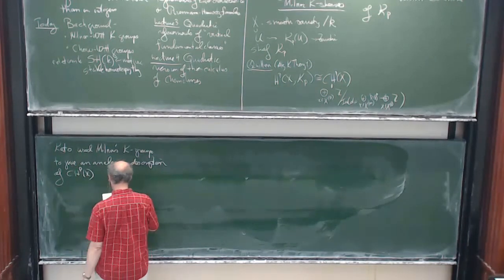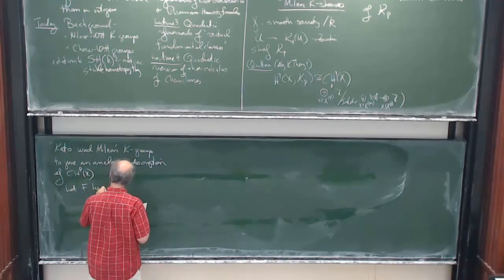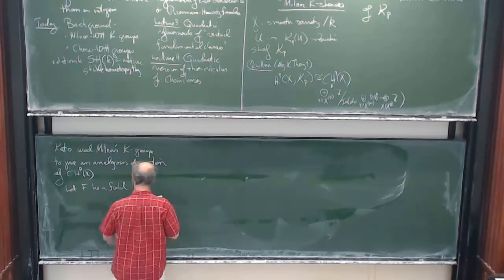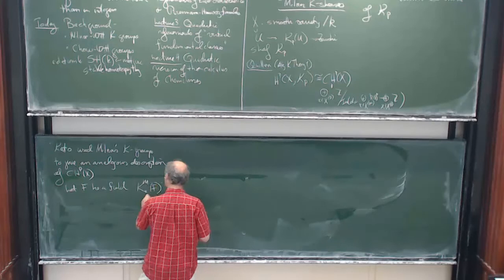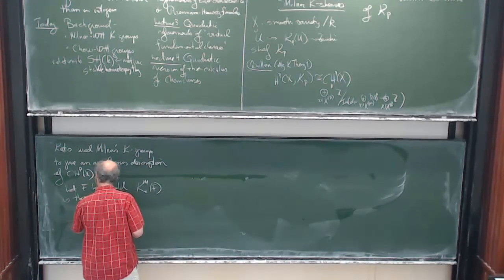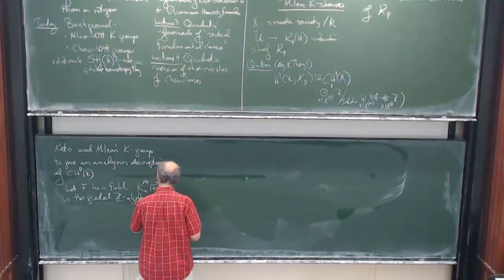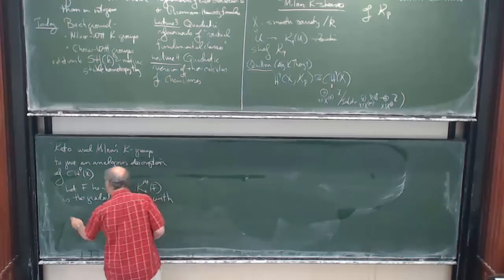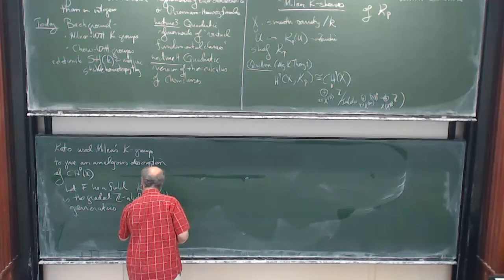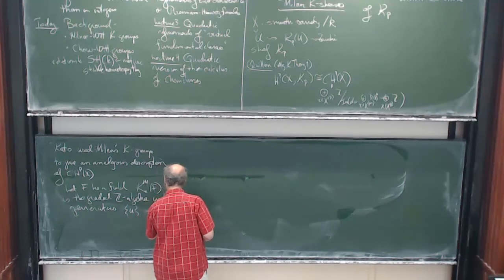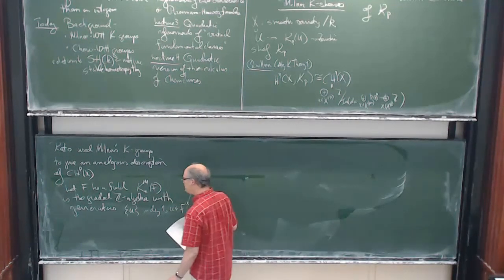So let me remind you just what the Milnor K groups are. Let F be a field. Then you define this graded ring, a graded Z-algebra, with generators. Just write them as a symbol {u} in degree 1, for u a unit, a non-zero element in the field.